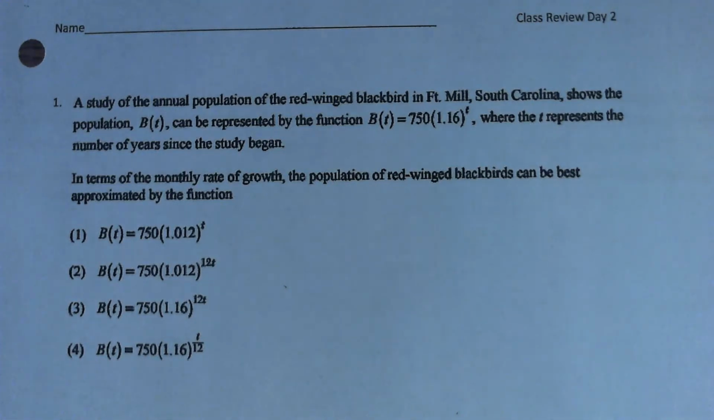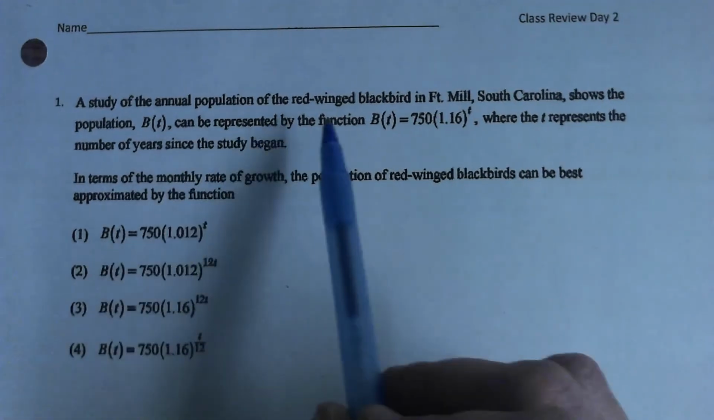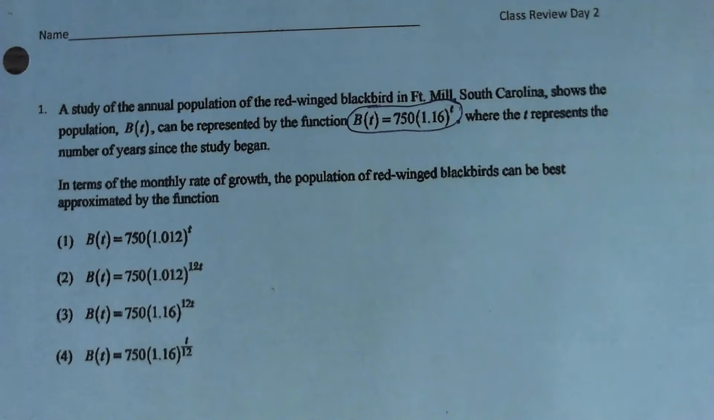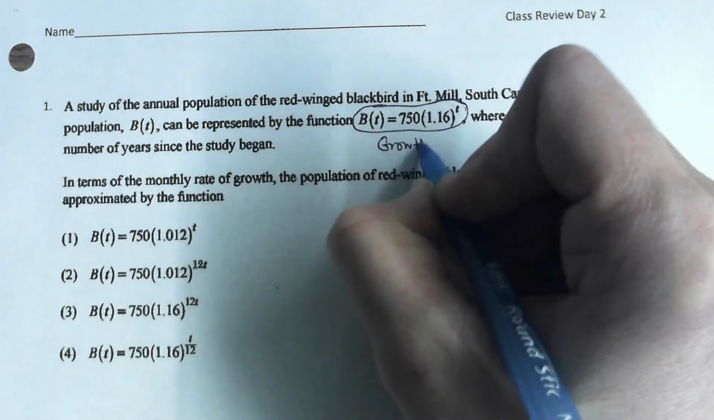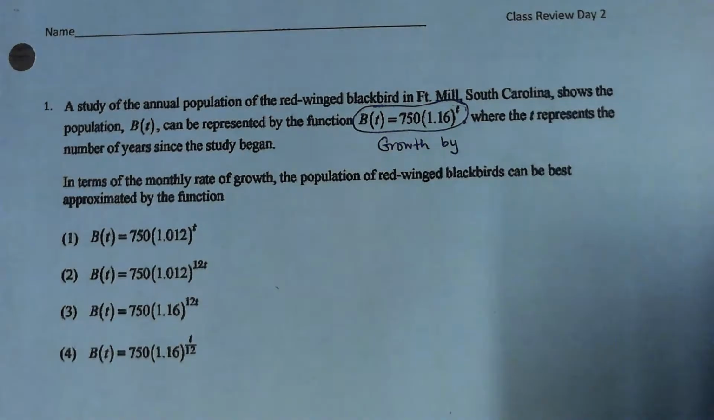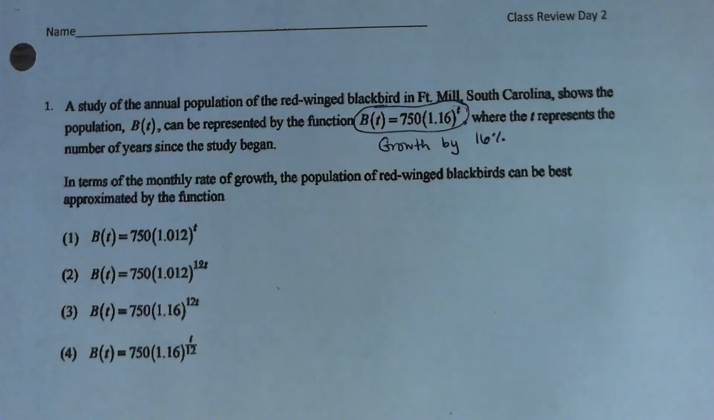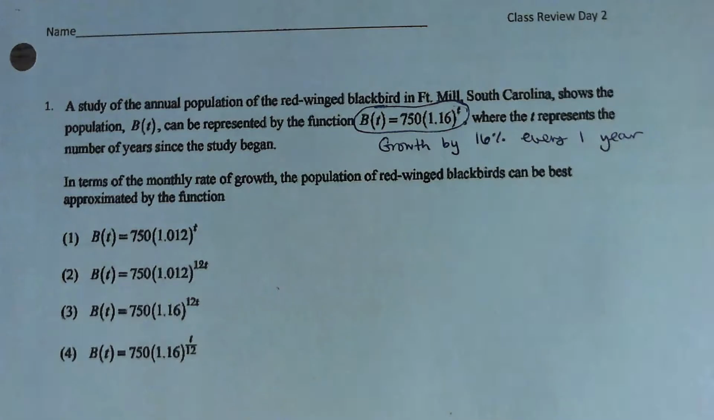Taken from it, like a lot of stuff that we've done. So in this particular problem, and they give us a formula to start, is it growing or decaying? Growth by what percent? Every how often? Every 1 year, because it's t over 1 technically. Every 1 year.